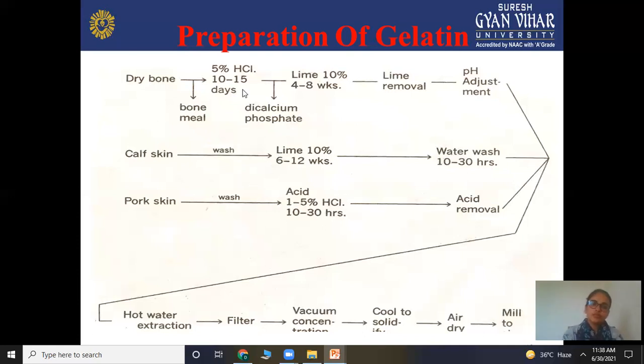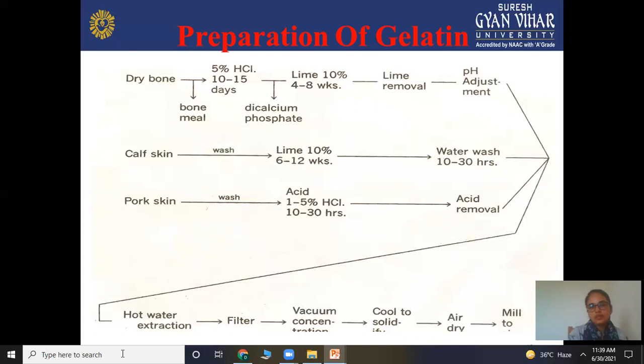In dry bone, you use 5% HCl, then 10% lime solution, then lime is removed and pH is adjusted. But in case of calf skin, first you wash the skin and treat it with 10% lime for 6 to 12 weeks. No HCl treatment is required, and then water wash for 10 to 13 hours. And in case of pork skin, you wash the pork skin and treat with 1 to 5% HCl for 10 to 30 hours, and removal of acid takes place. So these are the three procedures for preparation of gelatin from dry bone, calf skin, and pork skin.